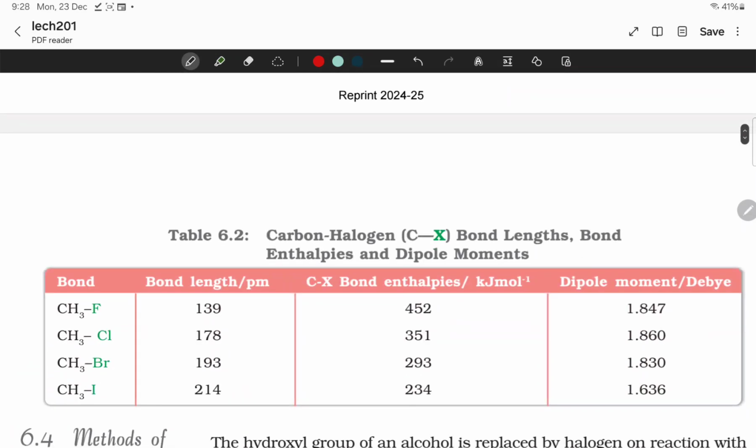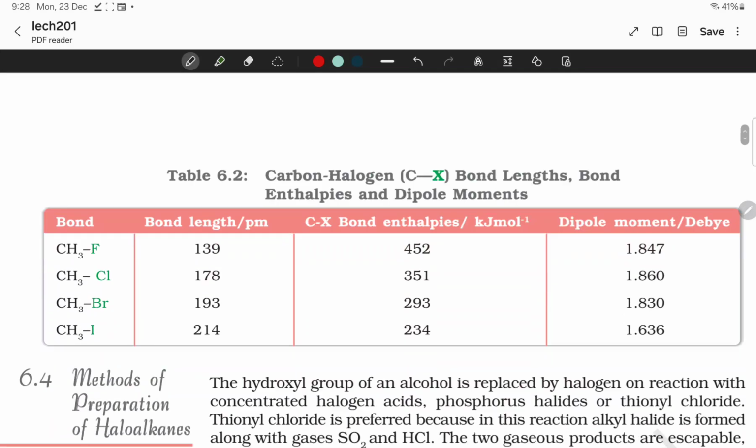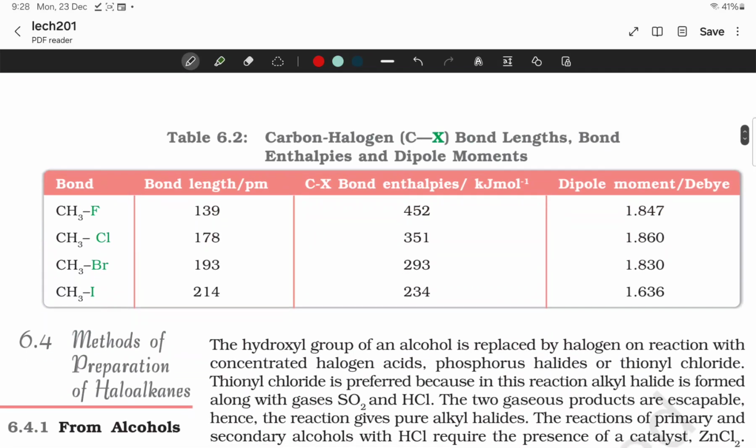Just look here, in this table. CH3F, bond length order. This order is very important for bond length. Bond length always will increase down a group. So bond length order is like this, increasing down a group. So if bond length increases, what happens to bond enthalpy? It will decrease down a group. So here it is increasing down a group, and bond enthalpy is increasing up a group.